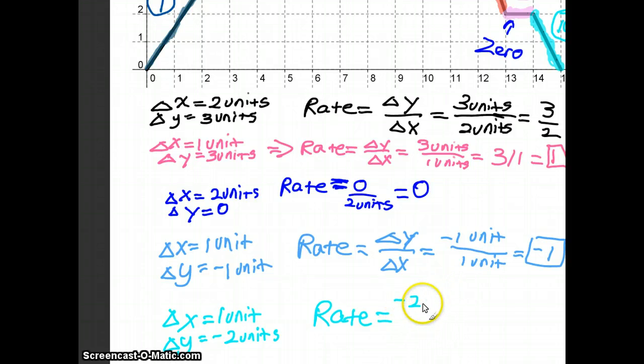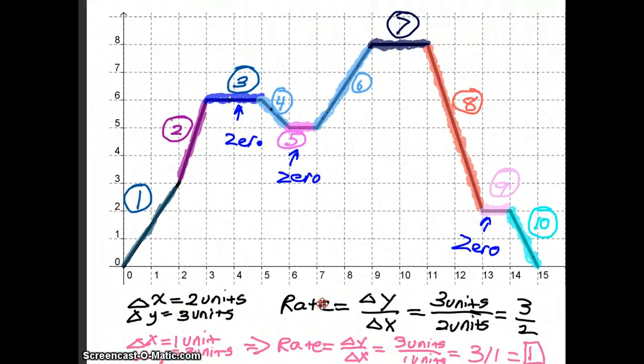Make that look more like a U. Negative 2 units over 1 unit. Knowing that my units will cancel, that means that my rate of change overall for phase number 10 is negative 2.